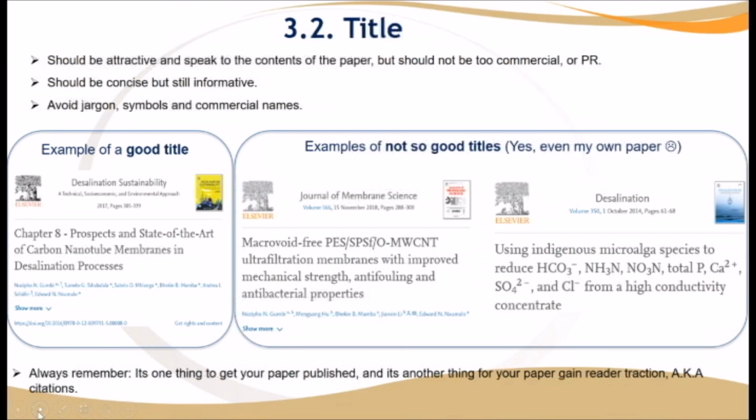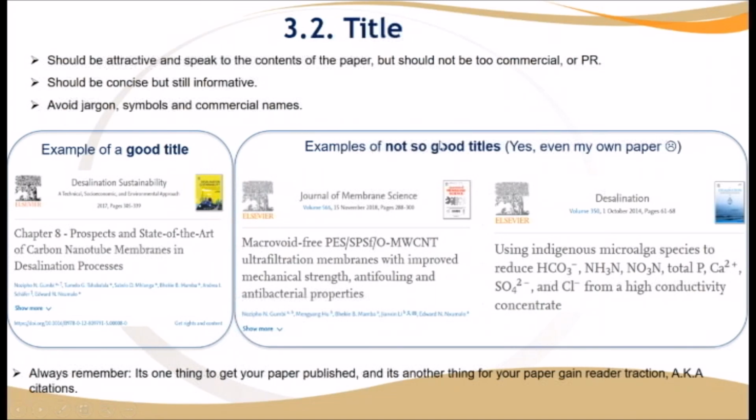So on the left, I've put an example of a good title. It says "Prospect and state of the art of carbon nanotube membranes in desalination processes." Straight to the point, says what it needs to say. And that's it. There are no hidden symbols or agendas. It says exactly what the contents of the paper is all about.